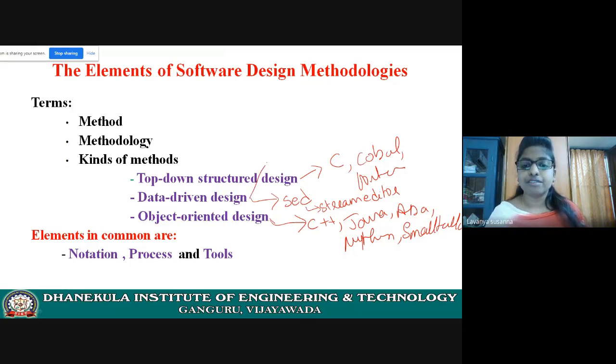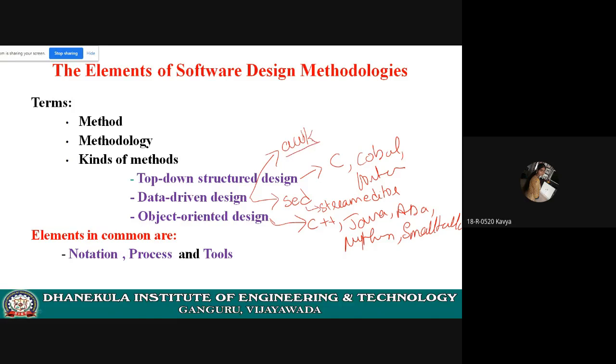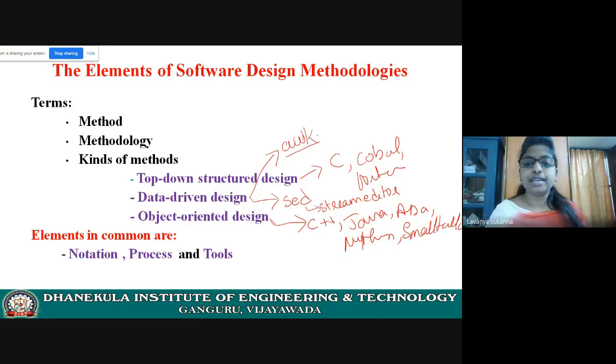What is the next language? AWK, ma'am, which is used to manipulate the data and generate the reports. Okay, these are the text processing languages.